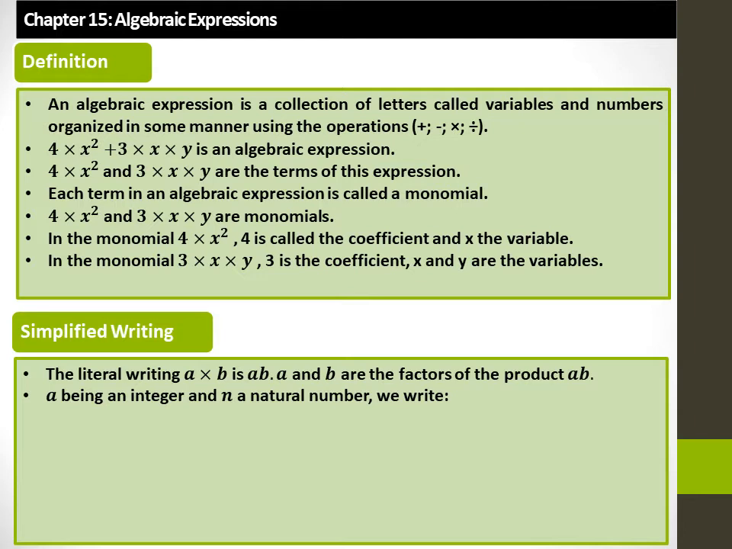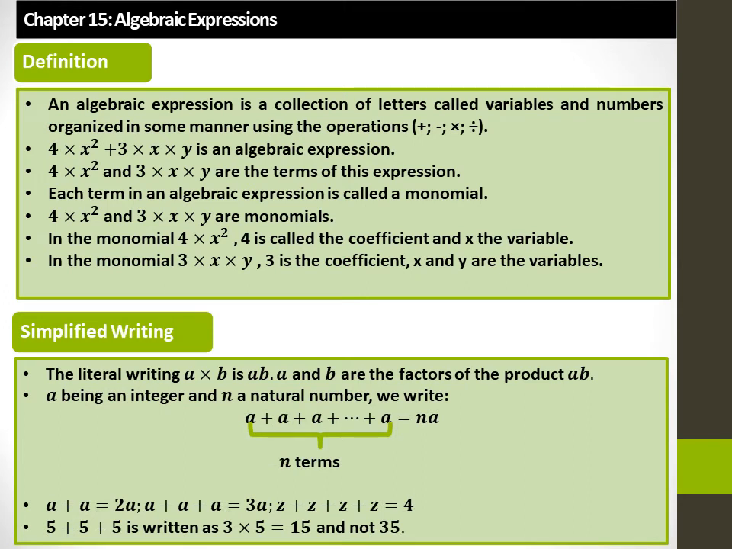A being an integer and n a natural number, we write a plus a plus a plus a, n times or n terms, is equal to n times a, or na. A plus a is equal to 2a. A plus a plus a equals 3a. Z plus z plus z plus z equals 4z. But pay attention. 5 plus 5 plus 5 is written as 3 times 5, which is equal to 15, and not 35.